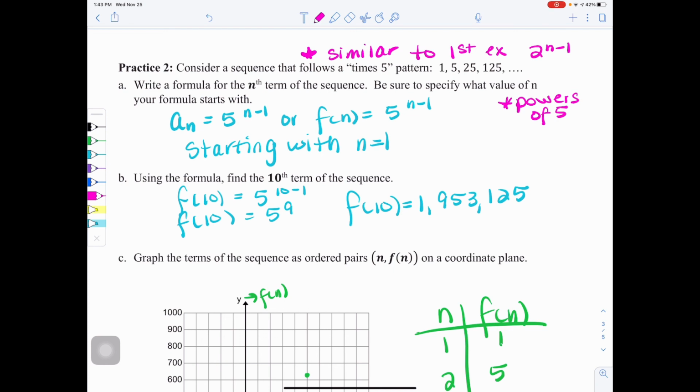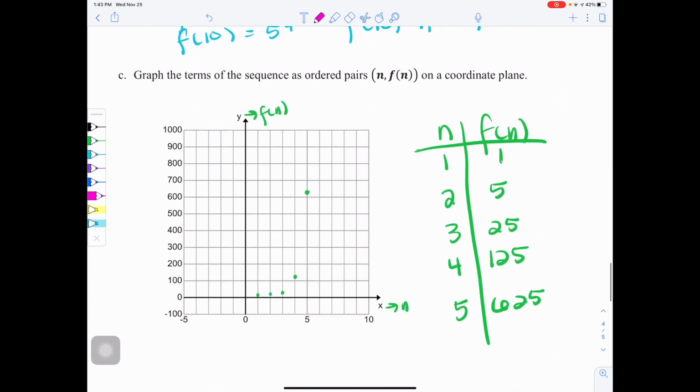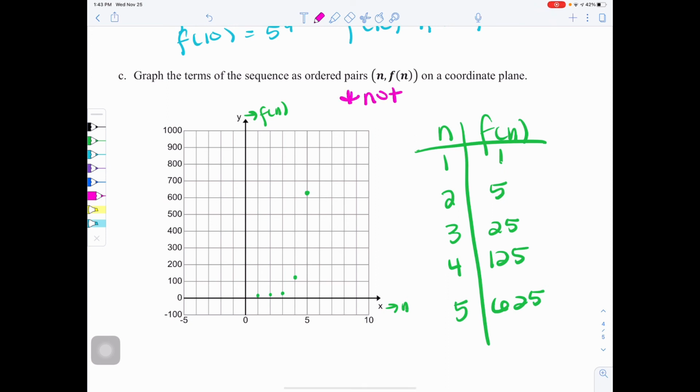So you're doing 5 to the 9th, which is 1,953,125. And lastly, in part C, you had to graph the terms of the sequence as ordered pairs. So I gave you my table of values for my work. I changed my notation on my graph to n and f of n. And you can see here that it is not a straight line. And I would add that as a note for this one. Not linear. Okay, it is taking a curved pattern. And that concludes your lesson on integer sequences.